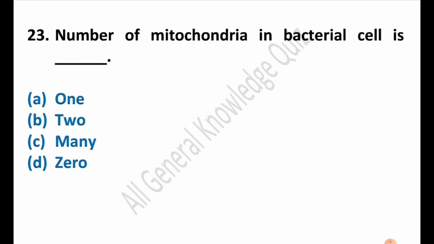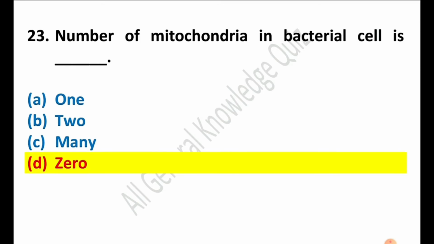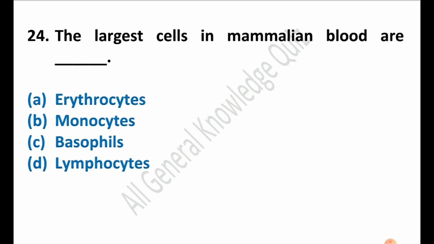Question number 23. Number of mitochondria in bacterial cell is option A, 1, option B, 2, option C, many, option D, 0. The answer is option D, 0. Number of mitochondria in bacterial cell is 0. Question number 24. The largest cells in mammalian blood are option A, erythrocyte, option B, monocytes, option C, basophils, option D, lymphocytes. The answer is option B, monocytes. The largest cells in mammalian blood are monocytes.